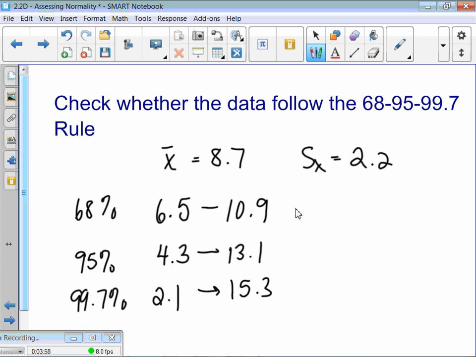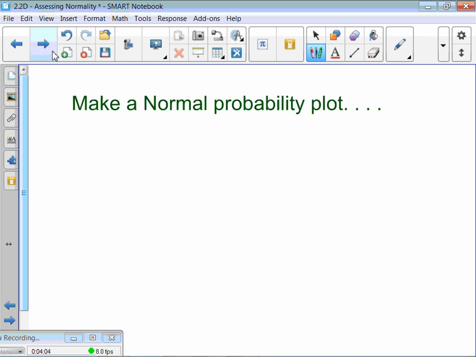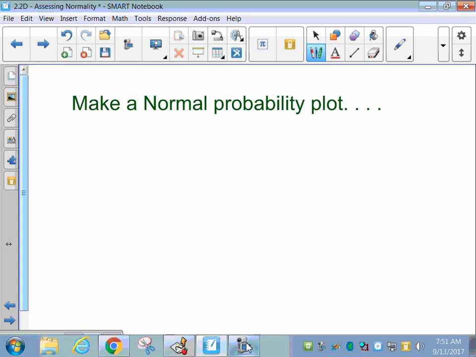And will it be perfect? No. But if it's close to those percentages, you're good to go. All right? However, this is a much faster way to check. I don't like counting all the numbers, counting all the dots, especially when you have 50 numbers, right? So here's the way that you should do this on your calculator.